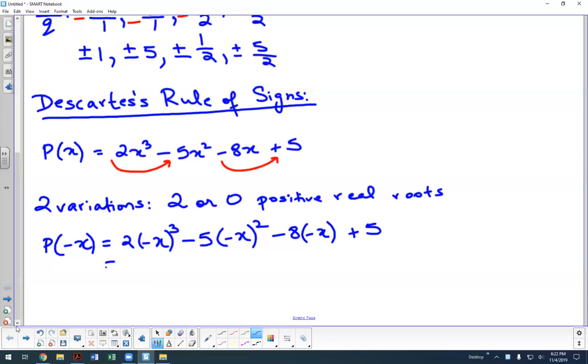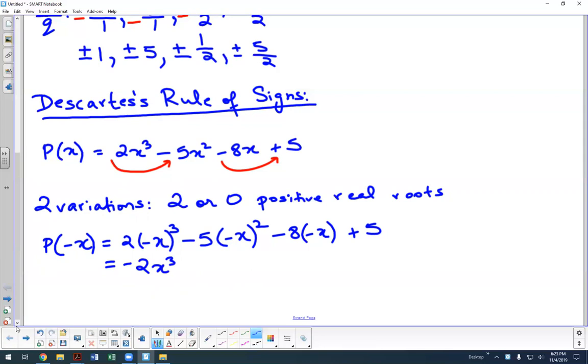5. Okay, so now remember, if you have a negative base with an odd exponent, the negative sign will stay. If you have a negative base with an even exponent, it becomes positive. So negative x to the third power, negative base, odd exponent means the negative sign will stay. This guy will now become negative 2x to the third.